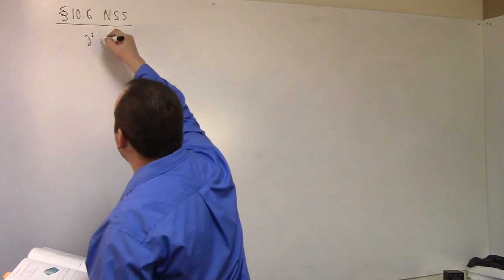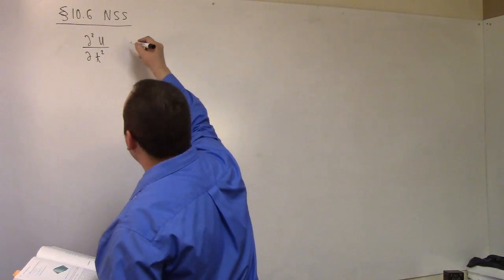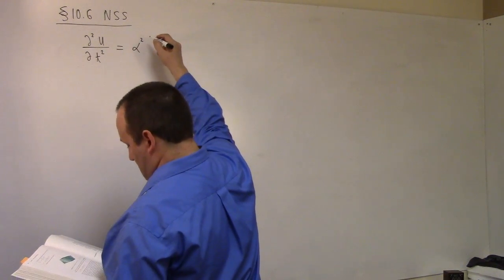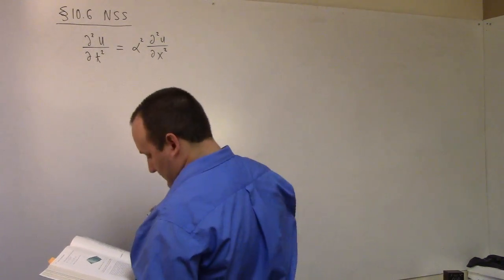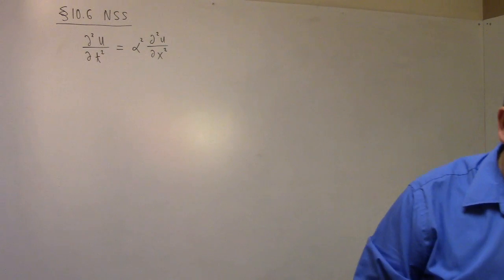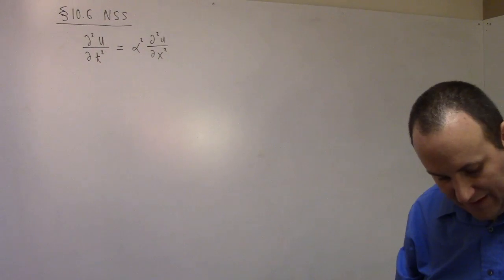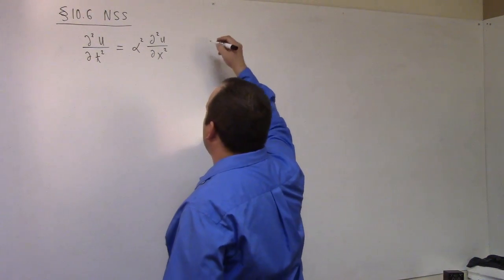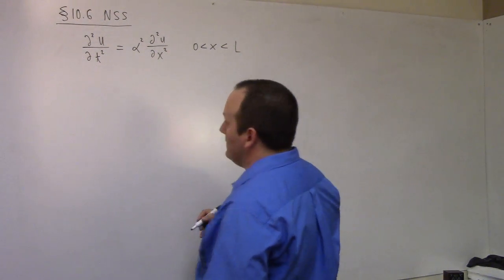So partial squared u over partial t squared is equal to alpha squared times partial squared u over partial x squared. And I'm putting off the physical explanation for why this is a wave equation to a future meeting. That is an obvious and important question we should answer, or try to anyway. Here alpha is a constant, and this is for 0 less than x less than L.